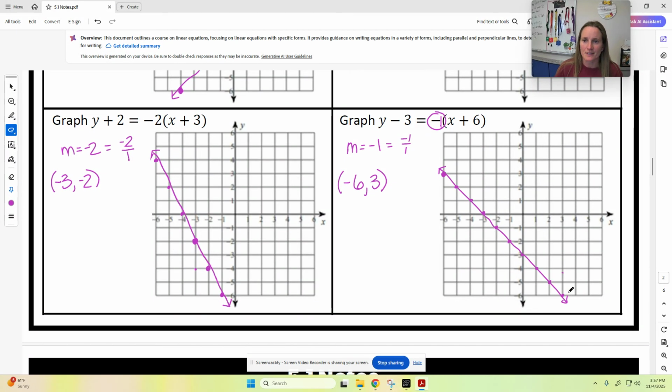And there's our line. So make sure you get some practice with graphing lines. You are going to be expected to graph on your quiz and your test. And then this is video D, so you only have one more lesson after this.